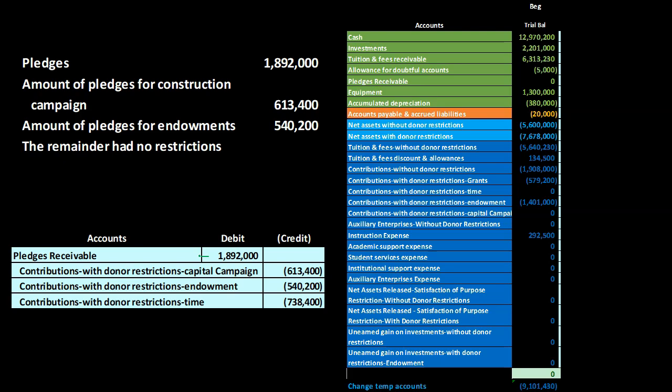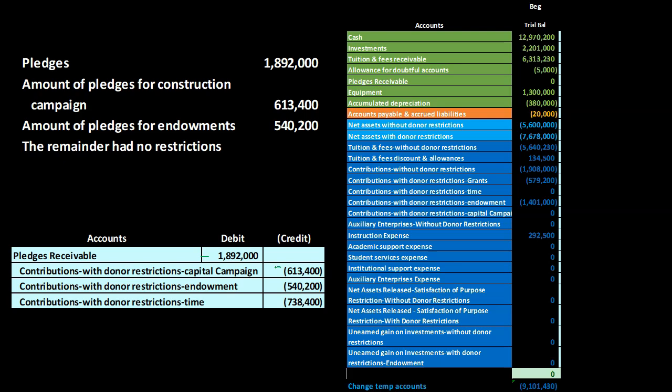However, we do want to put the pledges in place because we have to track the receivable so we can follow up on it. So we need to be debiting the pledges receivable. Then when we credit, we're going to credit the amount that's going to be restricted for sure. Obviously, the amount of pledges for the construction campaign. If they said, "Hey, I'm going to pledge you some money, but when you get it, I want it to specifically go to this construction campaign," therefore, we're going to have to credit it directly to a restricted amount.